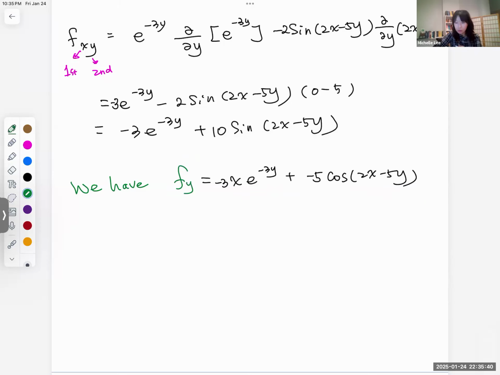Partial derivative with respect to y. Okay, so we want to know about this one first. Okay, so this first we did that. Second.